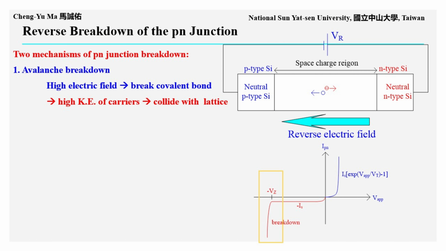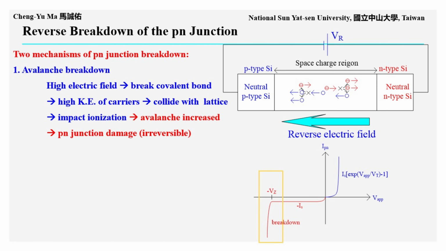The generated electron-hole pairs are then accelerated by the reverse electric field and gain high kinetic energy. They can collide with the silicon lattice atoms. In addition, during reverse bias, minority carriers that diffuse from the neutral region into the space charge region can also be accelerated by the reverse electric field, gain kinetic energy, and then collide with the lattice atoms. After high kinetic energy electrons and holes collide with the silicon lattice, they can again break covalent bonds and generate new electron-hole pairs. This behavior is called impact ionization.